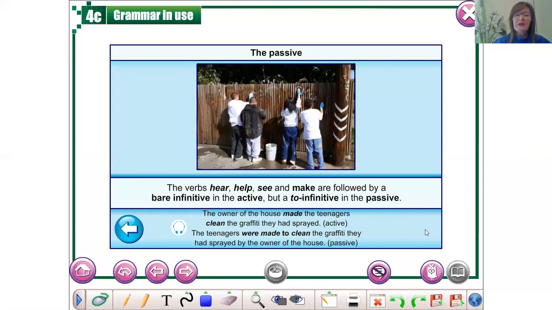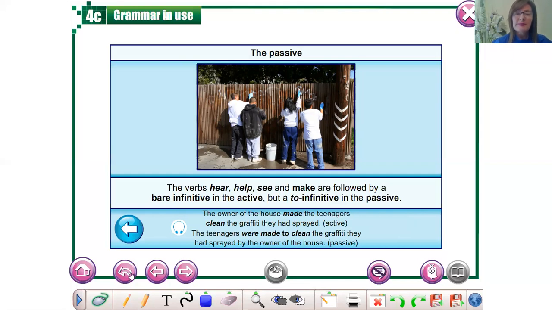The verbs here, help, see, and make, are followed by a bare infinitive in the active, but a to infinitive in the passive. For example, the owner of the house made the teenagers clean the graffiti they had sprayed. The teenagers were made to clean the graffiti they had sprayed by the owner of the house.